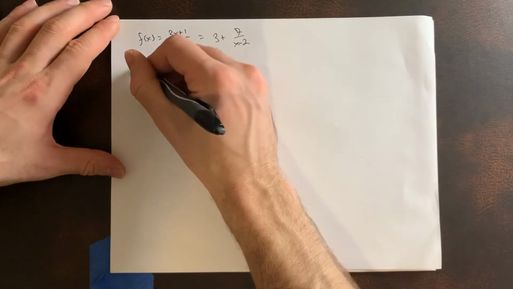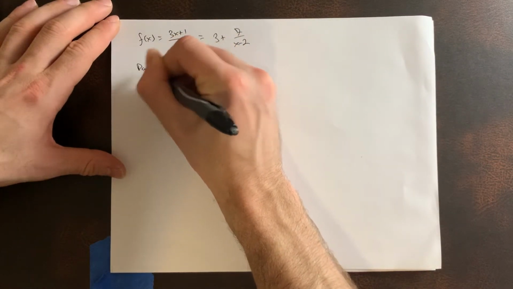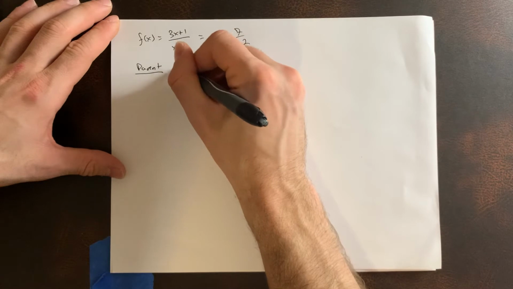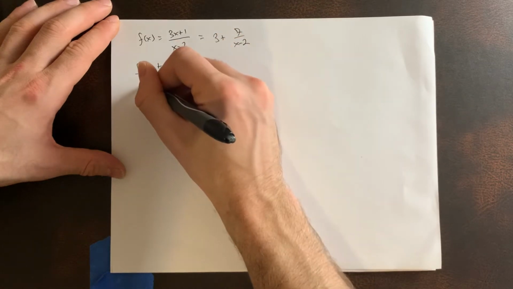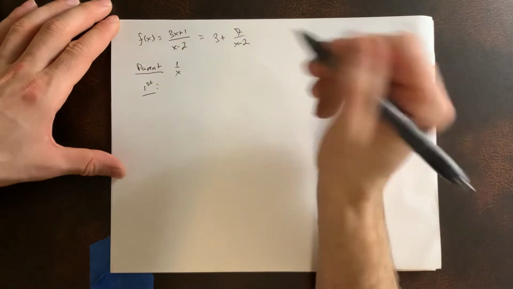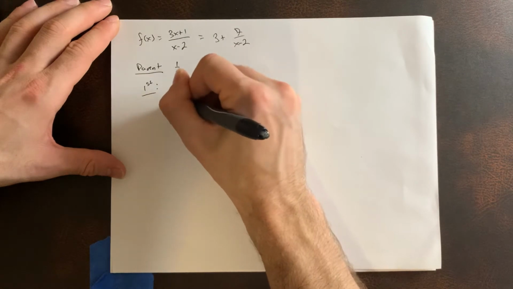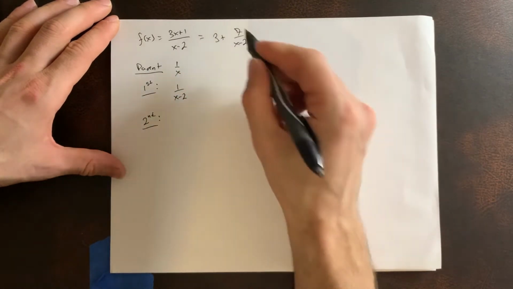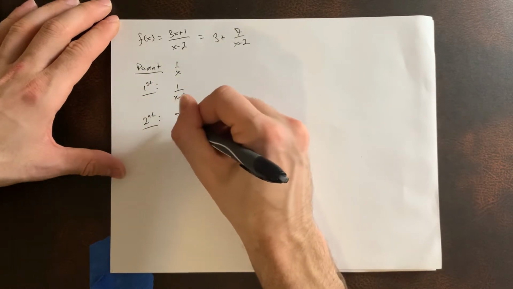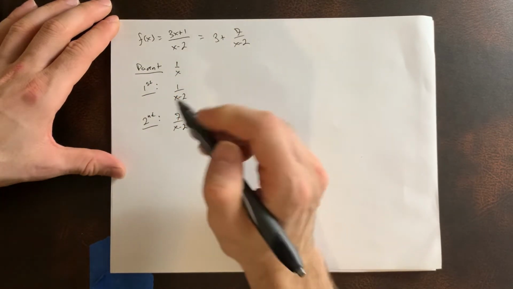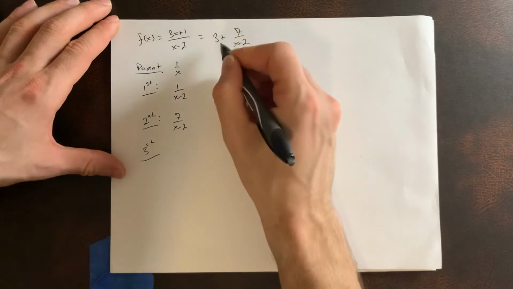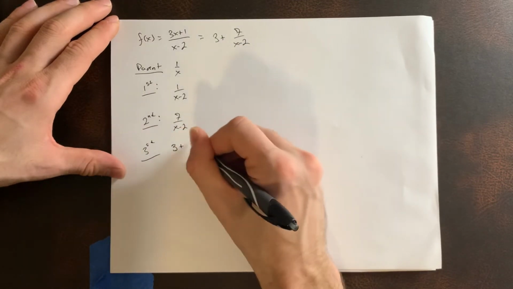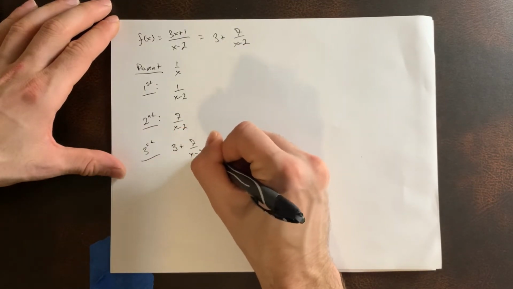So the parent function for this one is going to be 1 over x. Our first transformation, this minus 2, so it's 1 over (x minus 2). Our second transformation is putting the 7 here, so we have 7 over (x minus 2). And our third transformation is adding this 3.